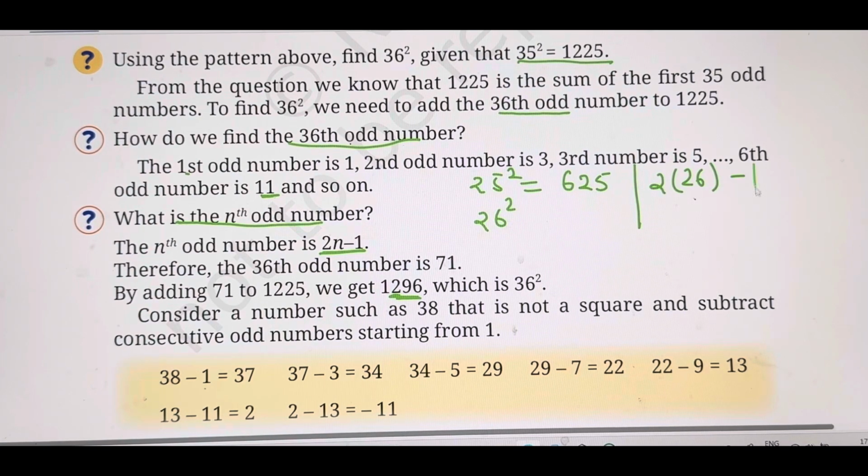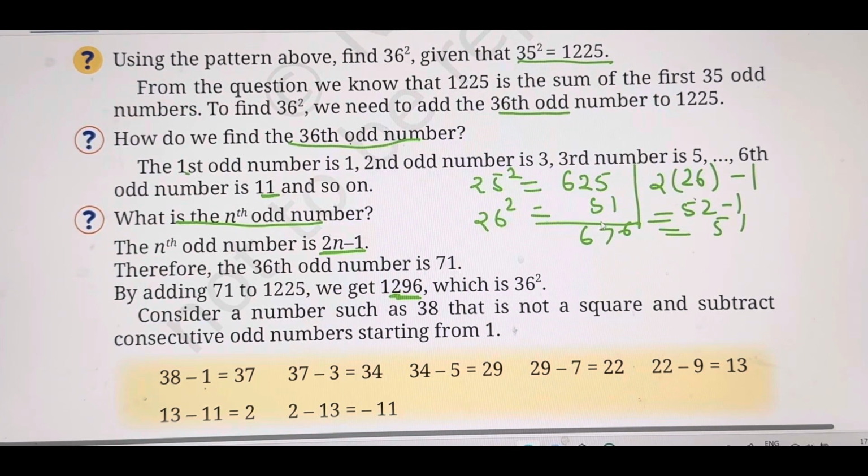So 2 into 26 minus 1. 2 into 26 is 52, minus 1, so you get 51. So without actually multiplying 26, you can simply add 51 to this and you get 676. 26 square is 676. This you can check in the table which is given above.